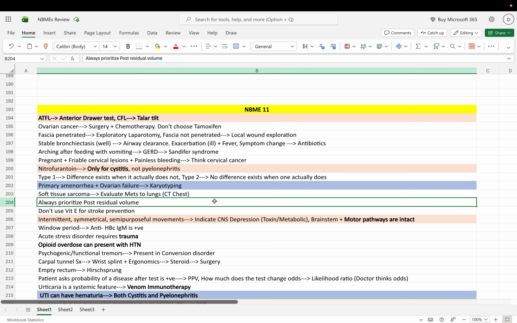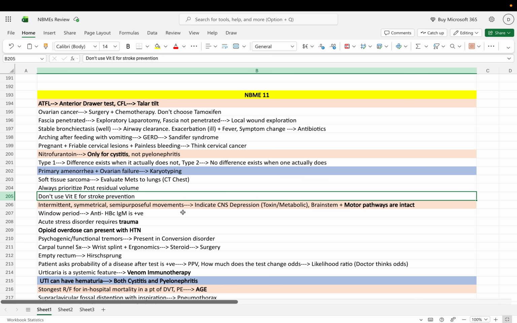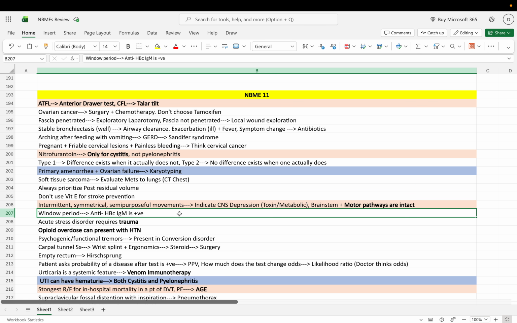In urinary incontinence, if PVR, post void residual volume, is given like 500 ml, the answer is overflow incontinence. Always prioritize this over other features. Do not use vitamin E prophylaxis in stroke prevention, it is not useful. In the window period in hepatitis, anti-HBc IgM antibody is positive.